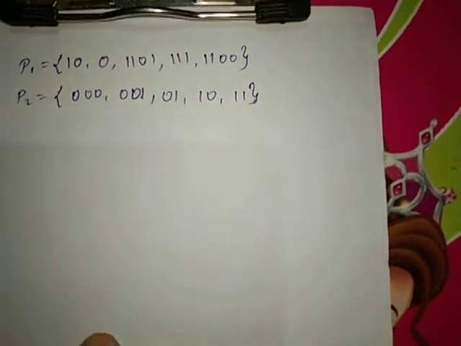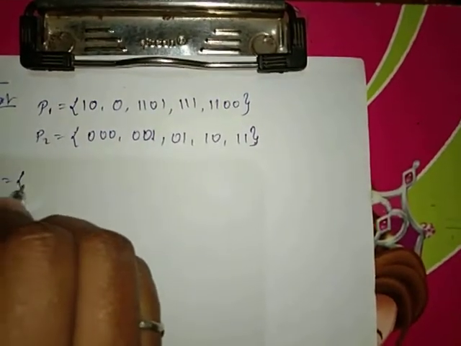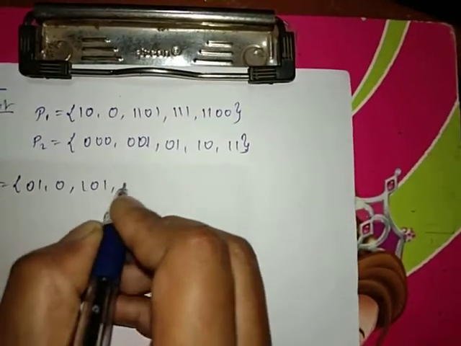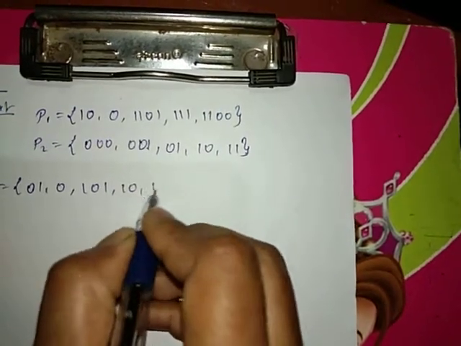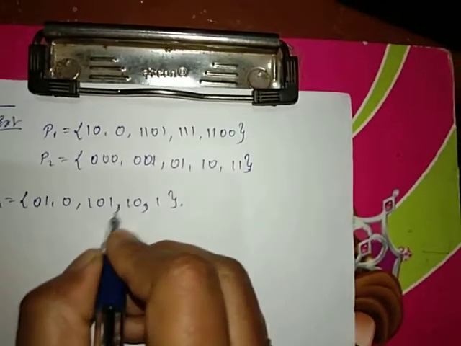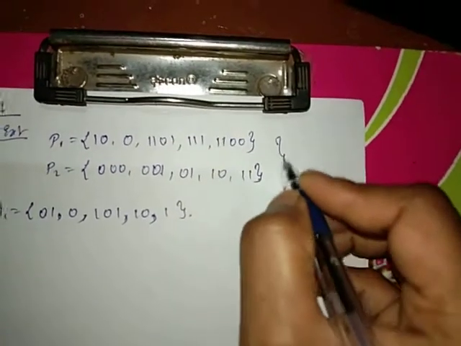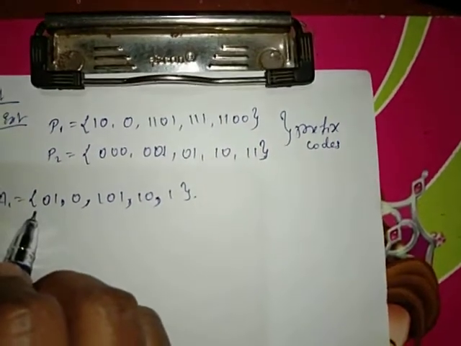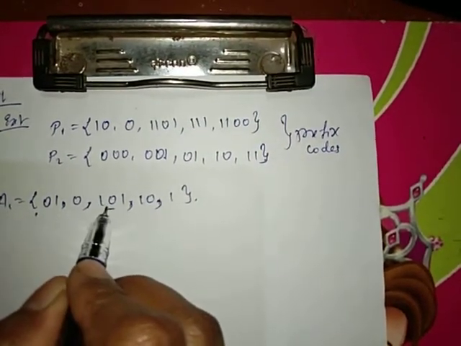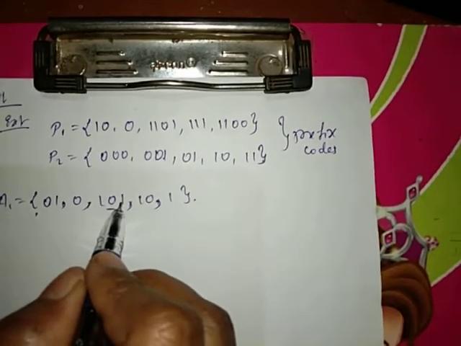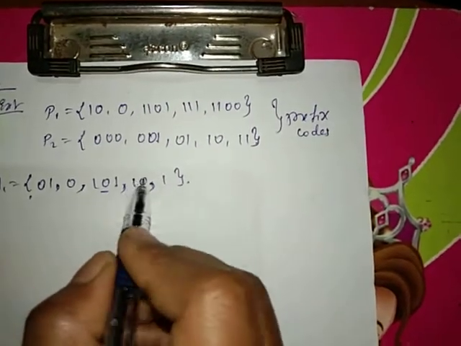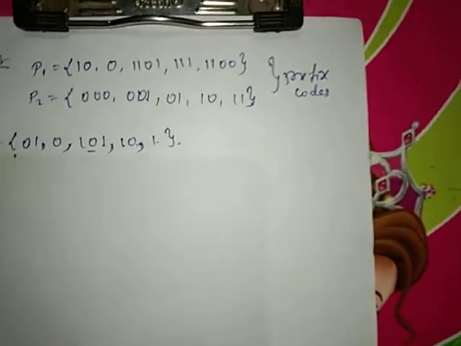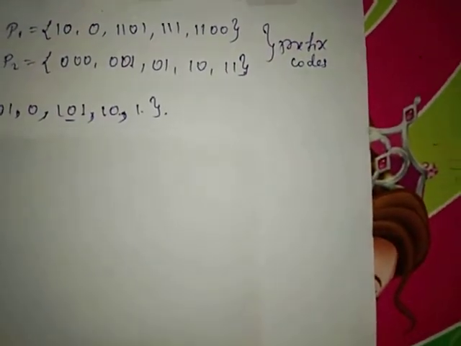Whereas consider the sets A1 and A2, here A1 equal to 0 1, 0 1, 0 1, 1 0 1. See the sequences here. See, is this a prefix code? See the sequence 1 0 1, 1 0, 1. These are not prefix codes.